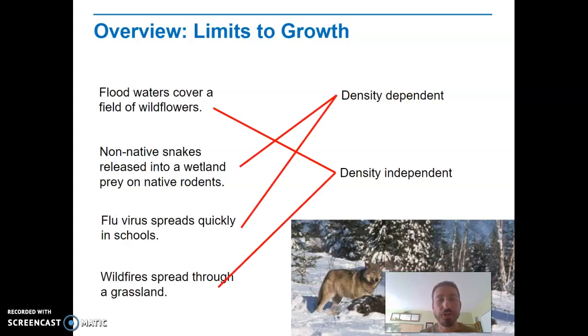So the two factors that are density independent are the ones that are more like natural disasters: flooding that covers the wildflowers, and wildfires that spread through a grassland. Both of them are density independent, and the two factors that are density dependent have to do with interaction between organisms. Non-native snakes released into a wetland, they prey on native rodents. That's density dependent. If the snakes are more dense, then they're going to make the population of rodents decline even more. And then secondly, flu virus spreading quickly in schools. That's very relevant today. We avoid dense quarters because we don't want to spread COVID-19.